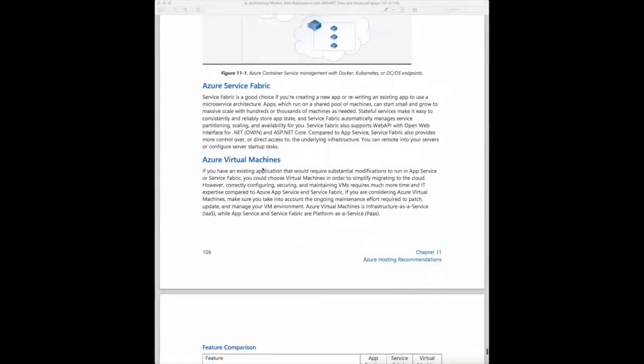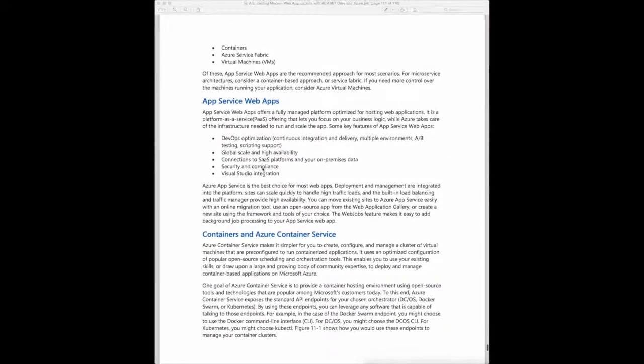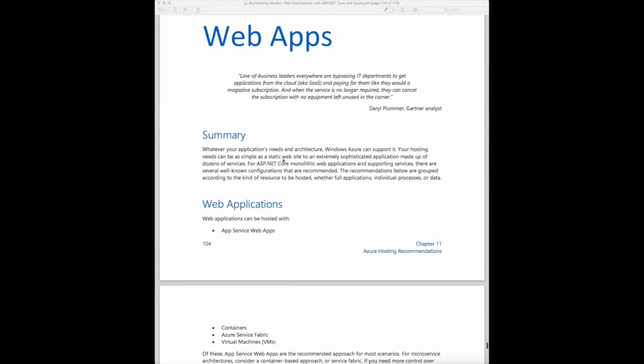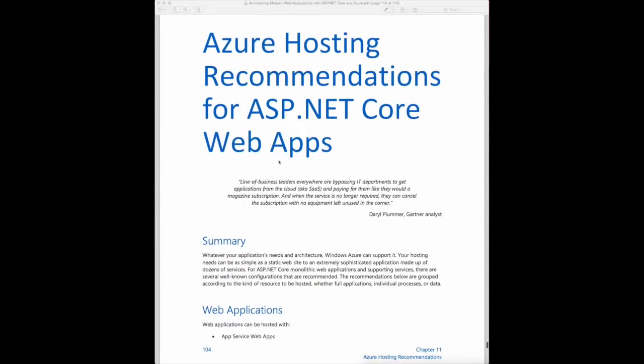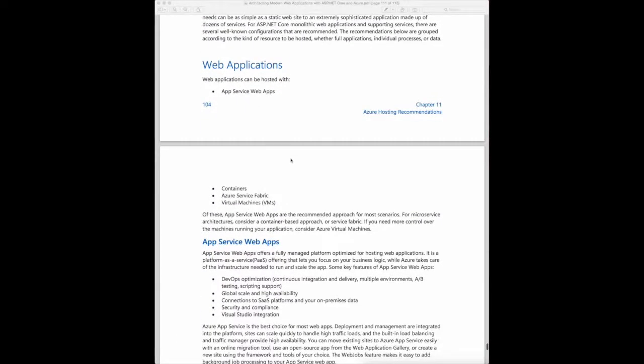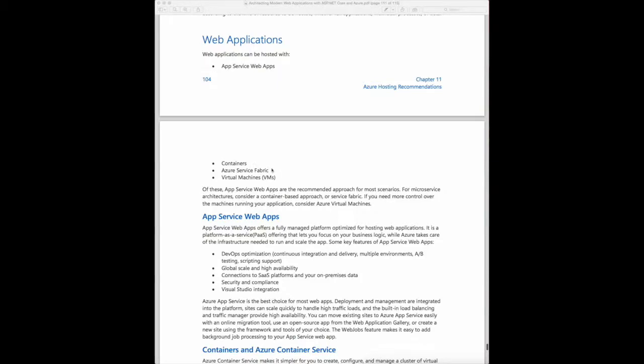So coming to the last, hosting, they are giving you more details on hosting. So we can have another session. So it was a very nice document.